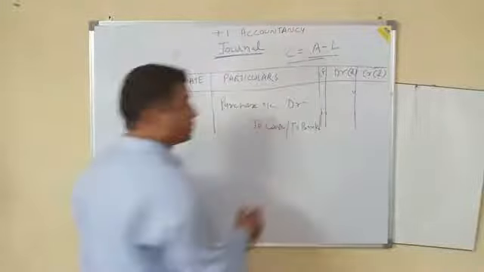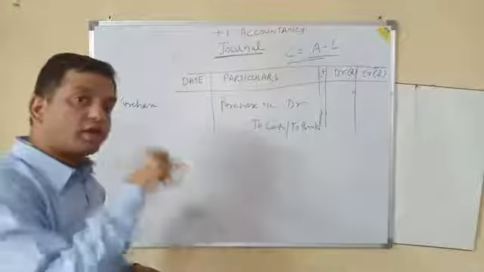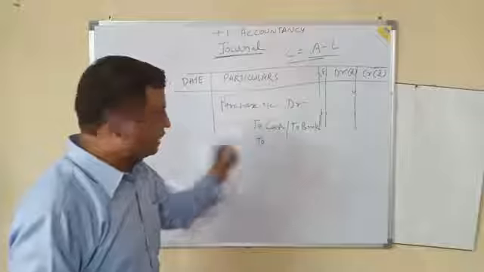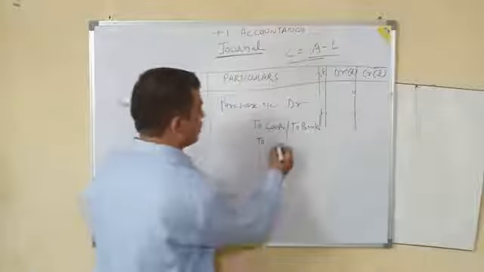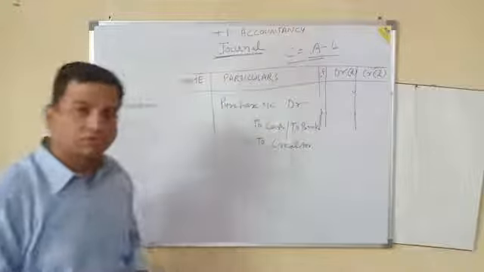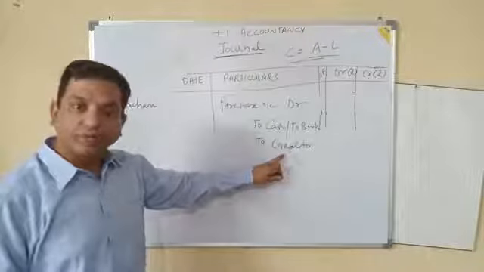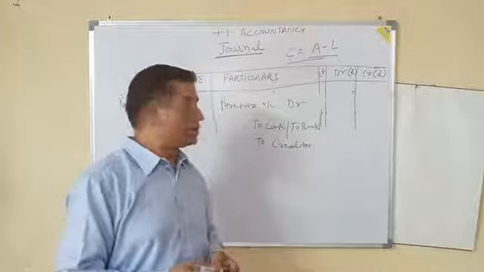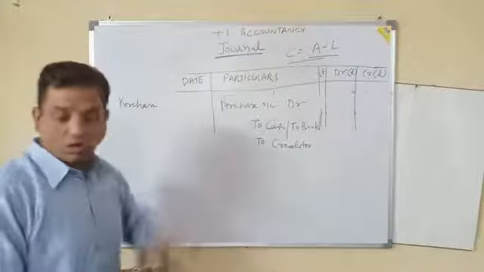But if this purchase is made on credit, then you have to put the name of that person if given. If the name of that person is not given, then you will record to creditor, because the person from whom you purchase the goods on credit is called a creditor. Either you will put the name, or if the name is not given, you can put creditor. So this is how to record the purchase.